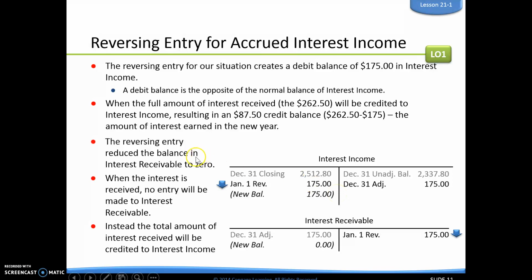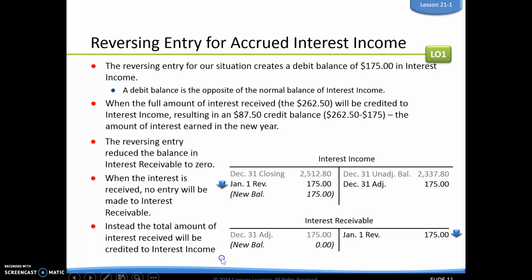On the flip side of that transaction, it actually reverses our interest receivable to zero. So remember, interest receivable is interest that we have earned but haven't received yet. So because we're going to reduce that down to zero, when it gets to the maturity date, we'll actually have that paid in full. So when the interest is received, there isn't going to be an entry made to interest receivable because we're already receiving it. We don't need to record that. Instead, that total amount of interest will be credited to interest income.